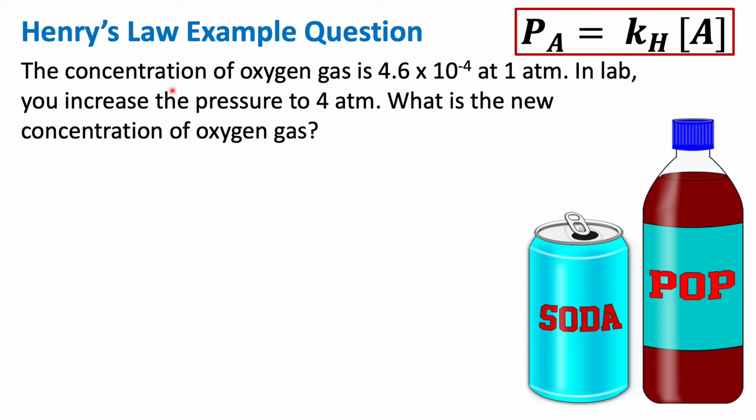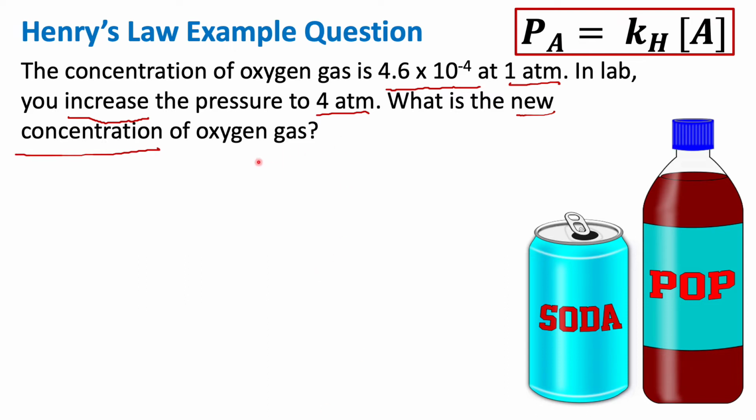Now let's take a look at this question. It says the concentration of oxygen gas is 4.6 times 10 to the negative 4 at 1 atm. Now I want you guys to note that these are just hypothetical values. They may or may not be true in real life. So let's highlight as we go. The concentration of oxygen gas is 4.6 times 10 to the negative 4 at 1 atm. In lab, you increase the pressure to 4 atm. What is the new concentration of oxygen gas?